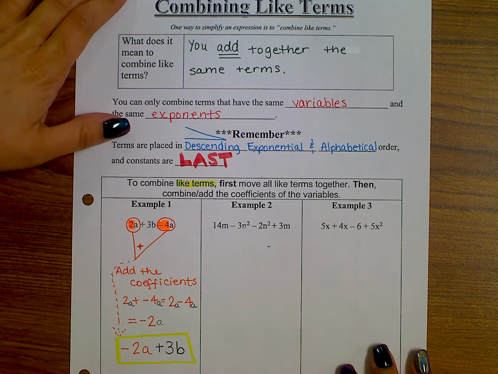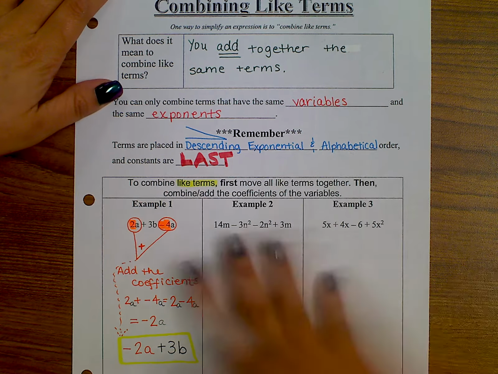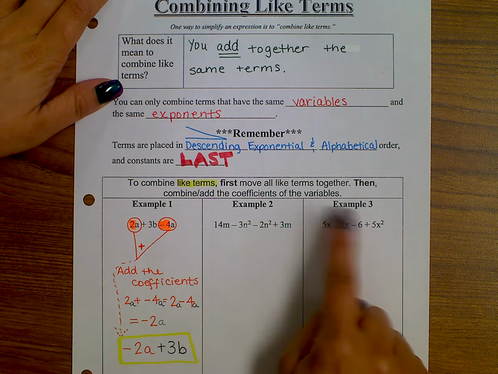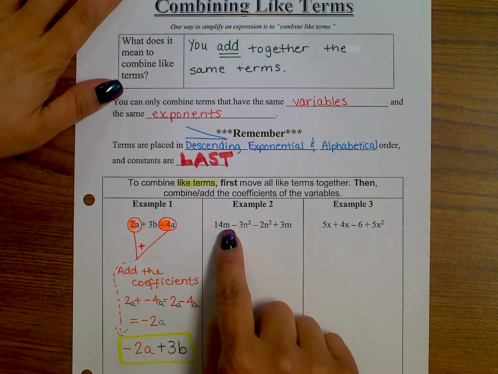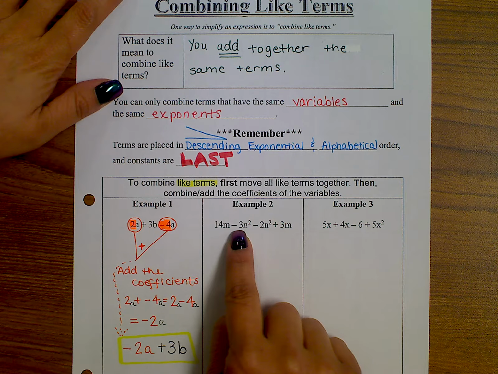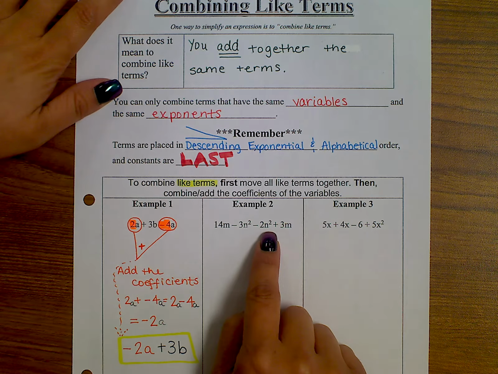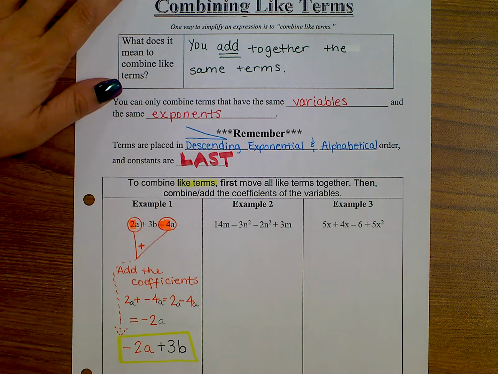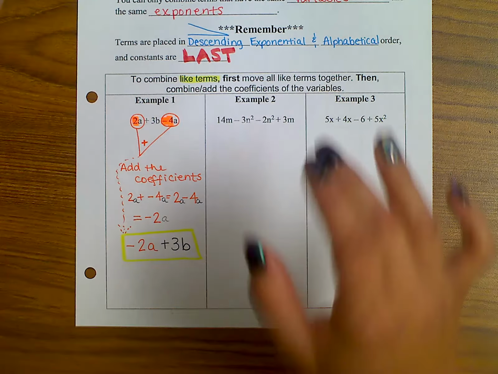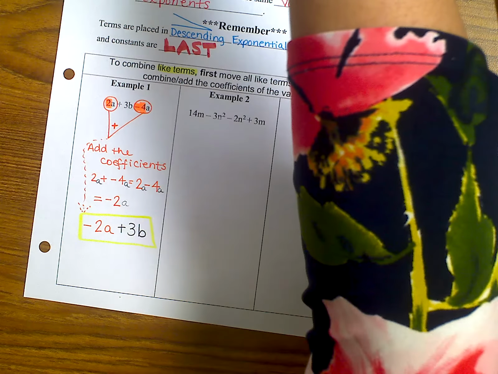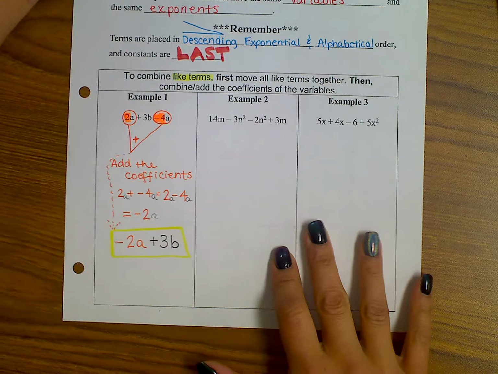Okay, so I just want to give you guys a moment to take a look. This is what we did in class today, and I asked you to watch the video for examples 2 and 3. So moving on to example 2, we have 14m minus 3n squared minus 2n squared plus 3m. Okay, so scoot that up a little, just so you can see this one. Okay, that's stuck. All right, so no zooming in, sorry about that.